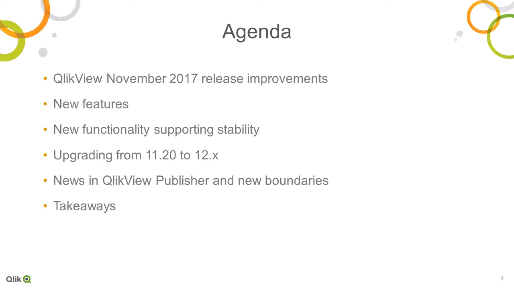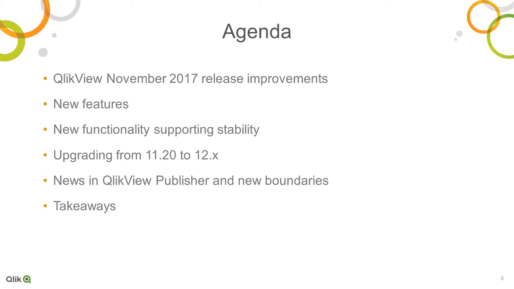And today we're going to talk about QlikView, the November 2017 release, and what that means in the form of improvements that go towards stabilizing and reinforcing the stability of QlikView. We're going to talk about some new features made into this release. We're going to talk about some new functionality in the core product that supports stability in the enterprise.